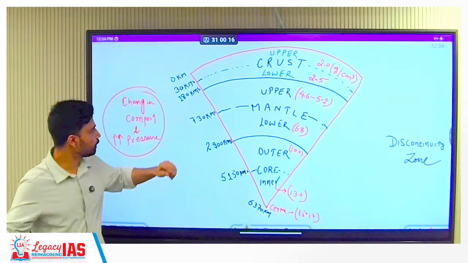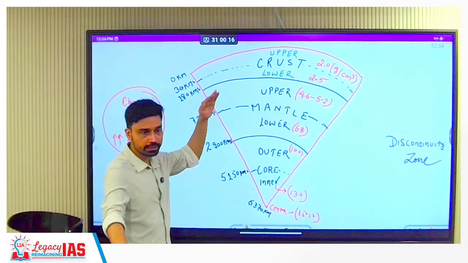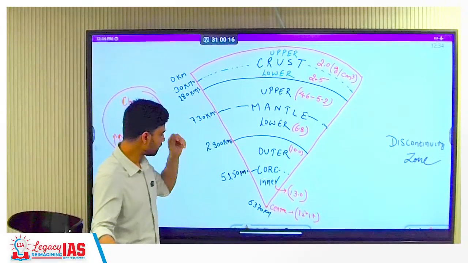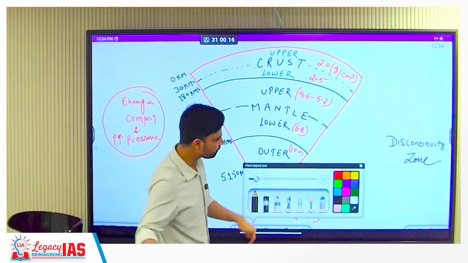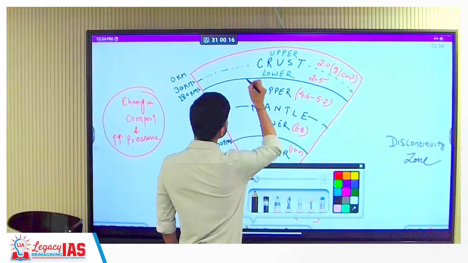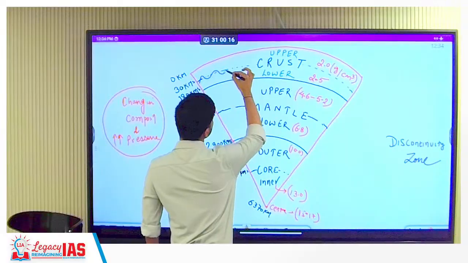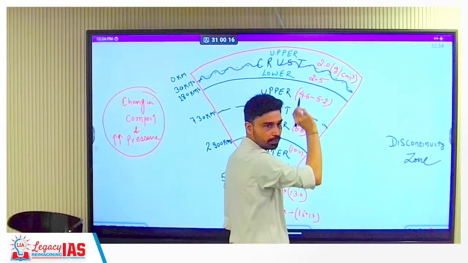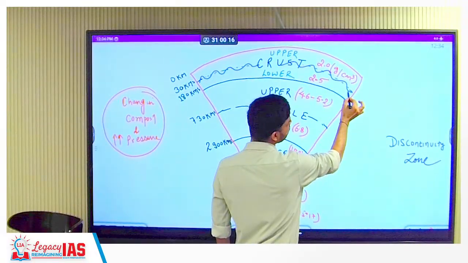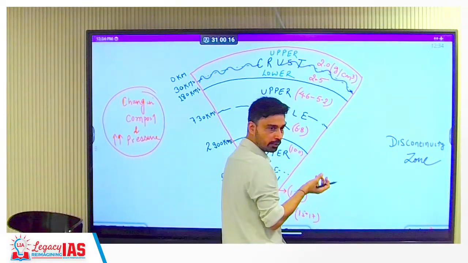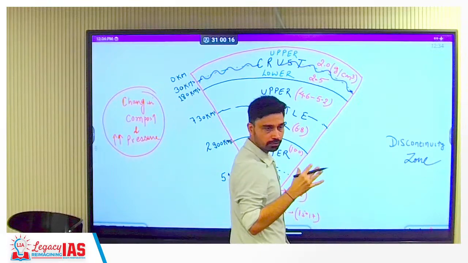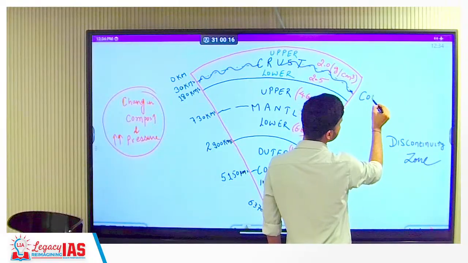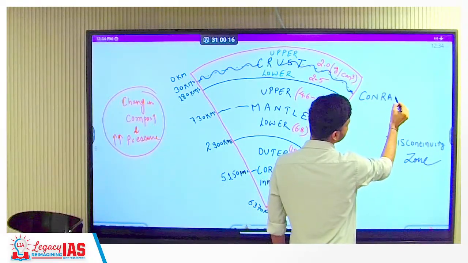Right. So as you move from one layer to another layer, you find a discontinuity zone because there is a sudden jump in the velocity of seismic waves. So that means between each of the 6 layers that we have identified, some sort of discontinuity should exist. The first discontinuity zone you will find is between which layers? Upper crust and lower crust. Now what you have to remember from exam perspective is the name of the discontinuity and which discontinuity zone is found between which of the layers of the earth. So upper crust and lower crust, this is the first discontinuity zone referred by what term?